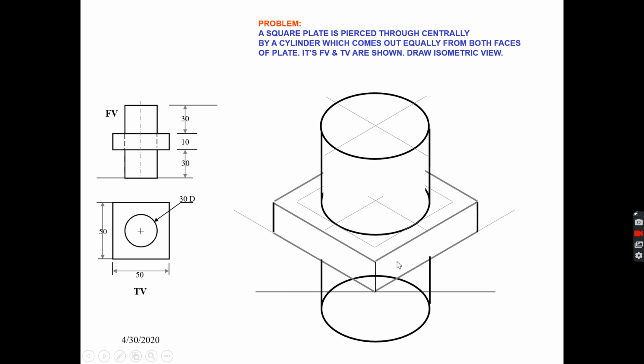So here you can draw the circle. For that, you first need to draw the square of 30 mm sides. After drawing that, you can easily draw the circle at the bottom of the square plate. And the part which is not visible to you, you can remove it.